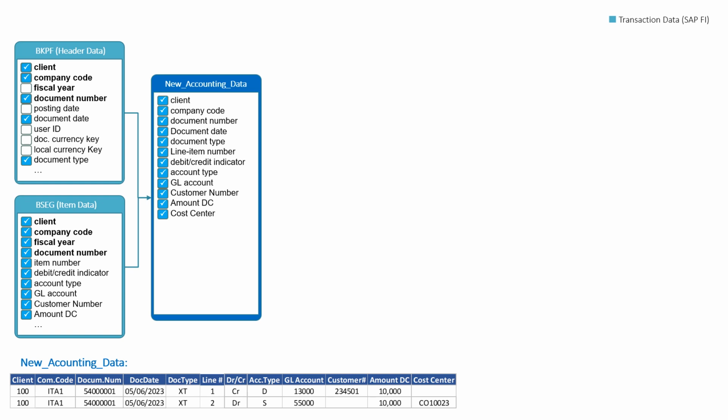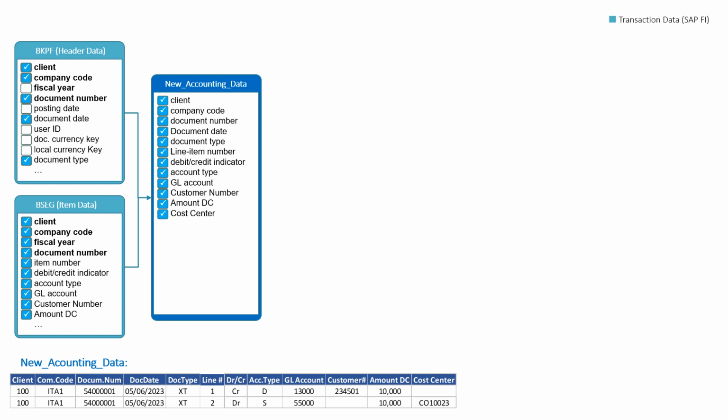Now, let's examine the process with more detailed steps. Let's start from the beginning and go through it step by step. Typically, most of our finance data projects involve the use of BSEG and BKPF tables, which are transactional tables. We need to merge them to create our new data frame. We will explore this procedure more comprehensively in our upcoming session focusing on BSEG and BKPF tables.